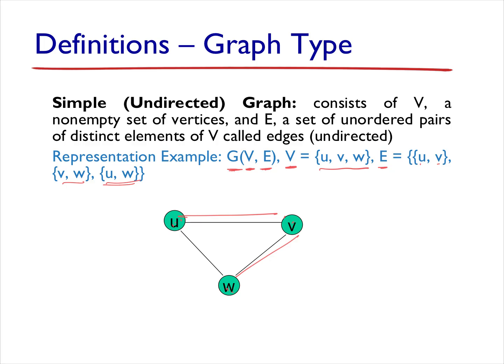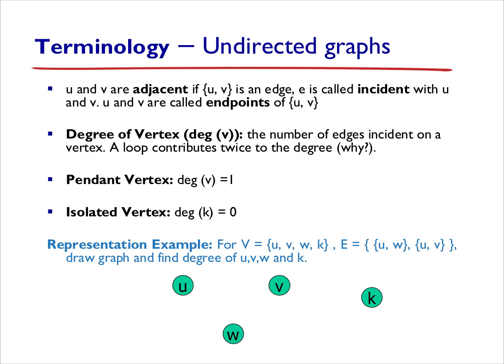Any other questions? Okay, some terminology related to undirected graphs. If we say that U and V are adjacent, this means that there is an edge UV. This is for an undirected graph. So when we say the two vertices U and V are adjacent, this immediately means that there is an edge between them. So I have an edge which is UV.